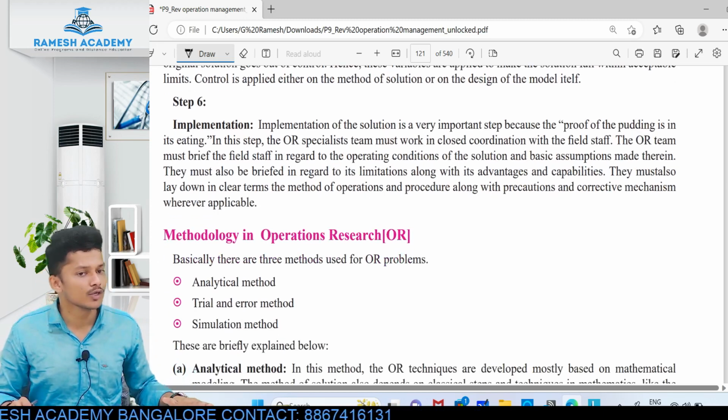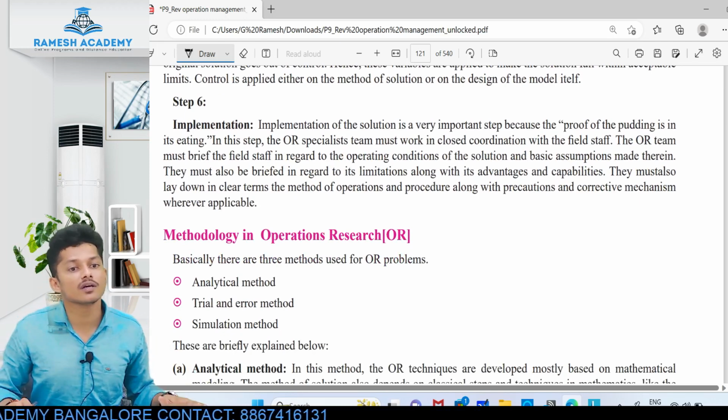You selected a model, you validated the model, and your feedback is also very good.